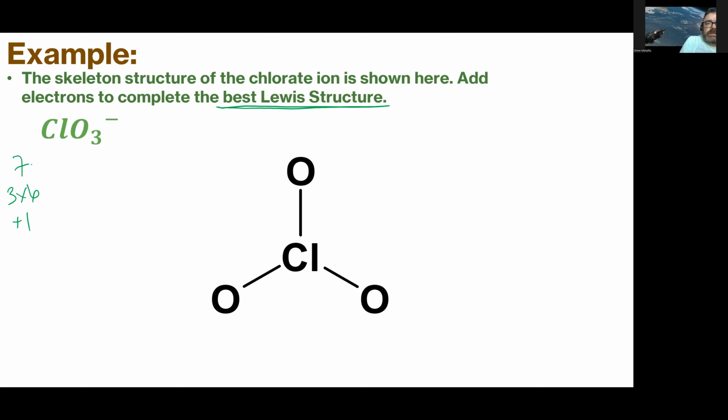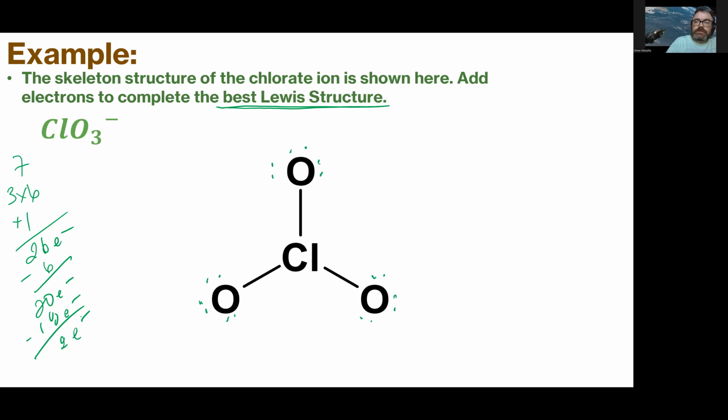So this is 6 times 3 is 18, plus another 8 is 26 electrons. Okay. Let's follow our rules and put them on there. We've already got 3 pairs in the middle, so we can subtract 6 and have 20. Okay, 1, 2, 3, 4, 5, 6, three times. That used 18. And so we have 2 left over. Those 2 go on the chlorine in the center.